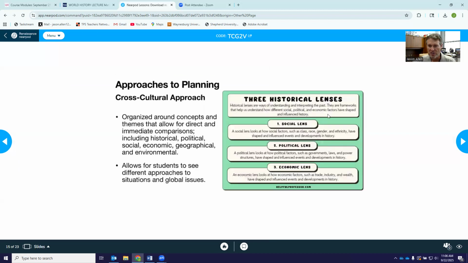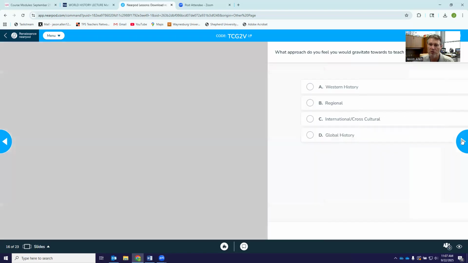And there's the other one. And as you can see, you can think about cross-cultural in three historical lenses: the social lens, the political lens, and the economic lens. And again, it's looking at things on a more modern scale and how history has shaped our modern world. Again, more global, so to speak.